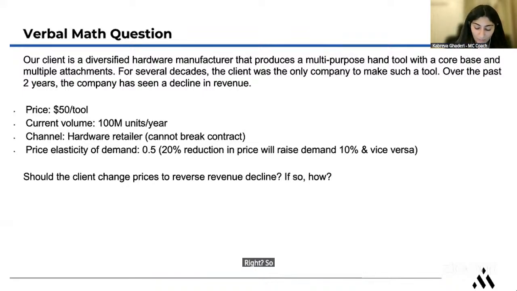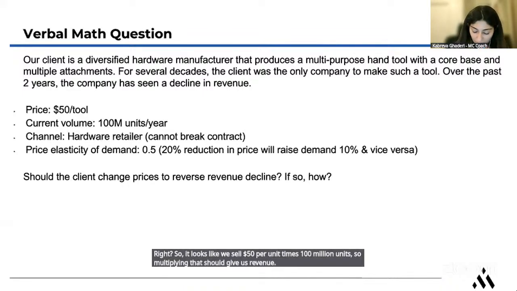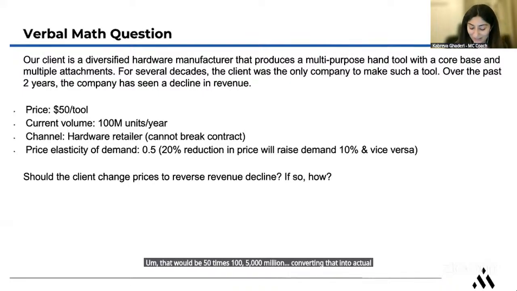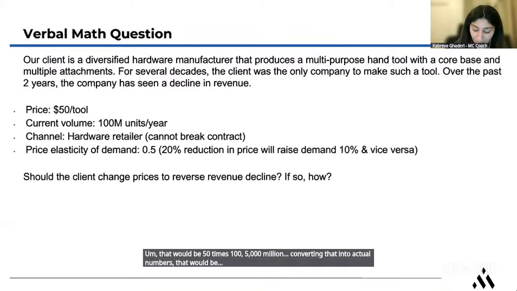So it looks like we sell $50 per unit times 100 million units. Multiplying that should give us revenue. That would be 50 times 100, 5,000 million. Converting that into actual numbers, that would be $5 billion. So that's how much we're getting as revenue.